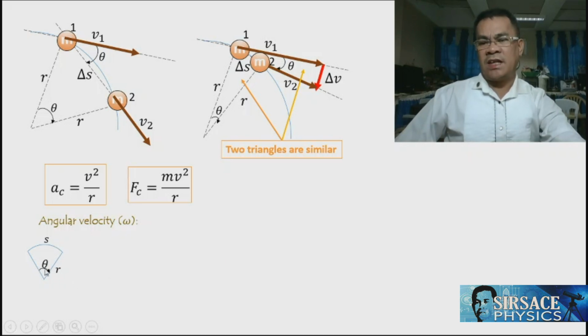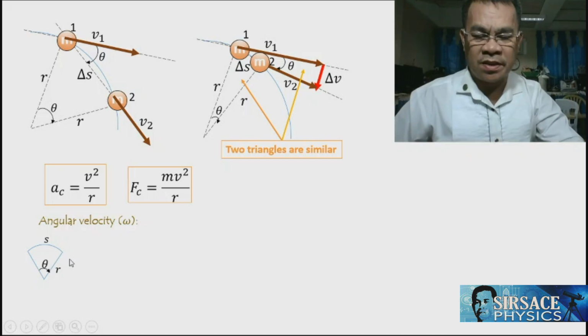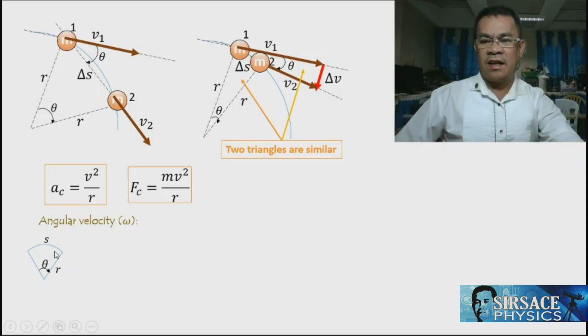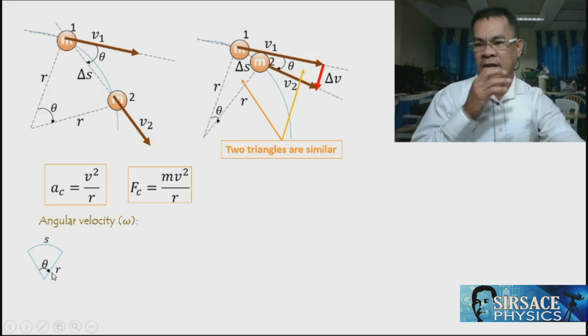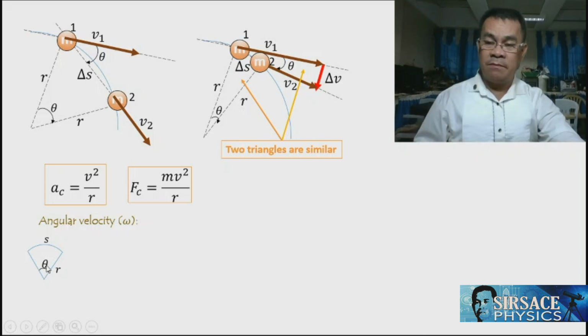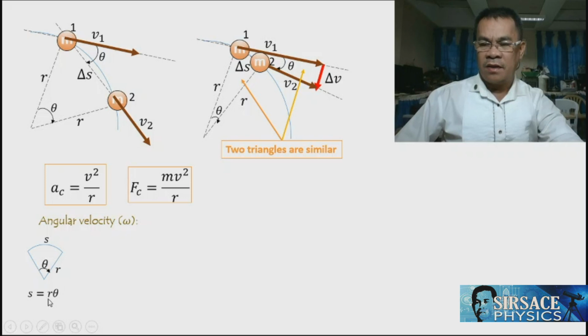Now, if this angle is in radians, by the principle of geometry, this arc length can be calculated. Your arc length is just the product of the radius and the angle, provided that this angle is in units of radians. So you can simply multiply r by theta, provided that it is measured in radians. Therefore, it is the arc length.